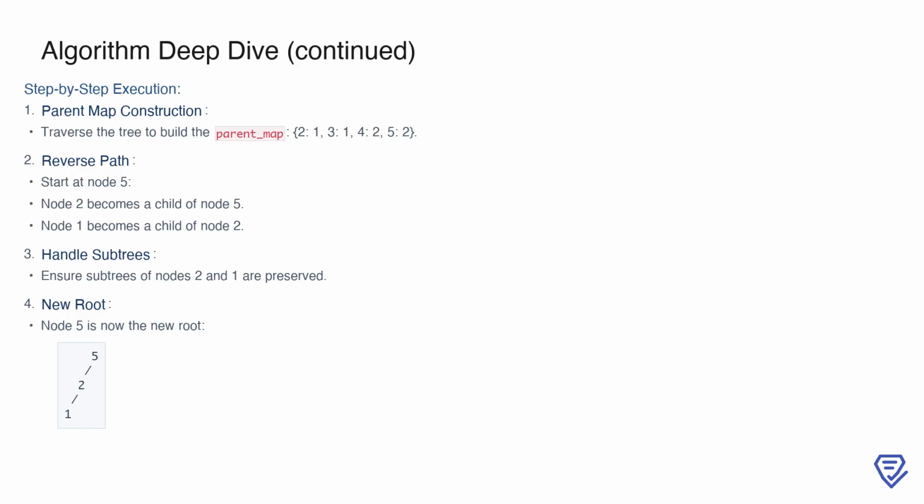The updated tree now has node 5 as the root, node 2 as its left child, and node 1 as the left child of node 2.